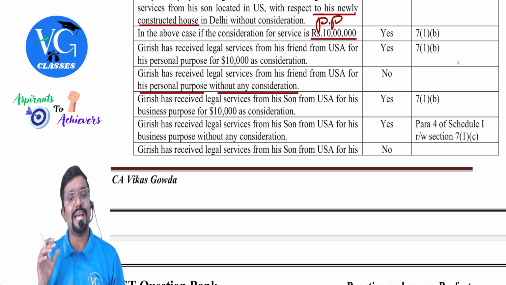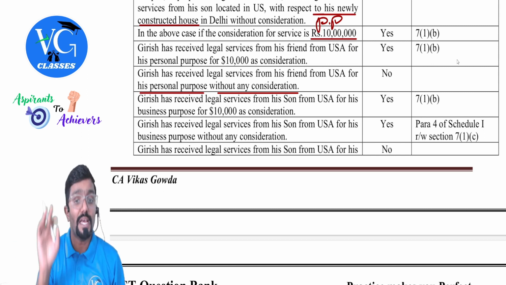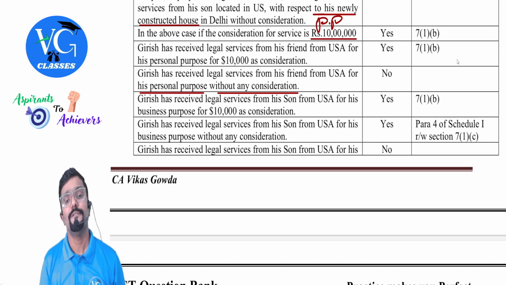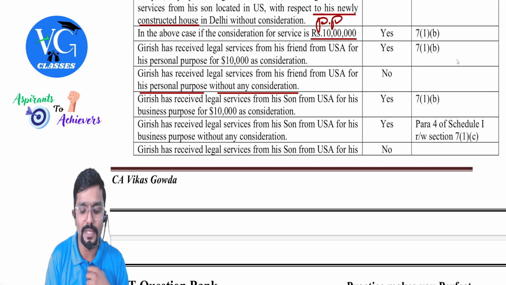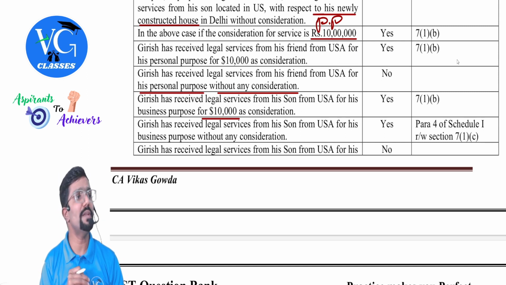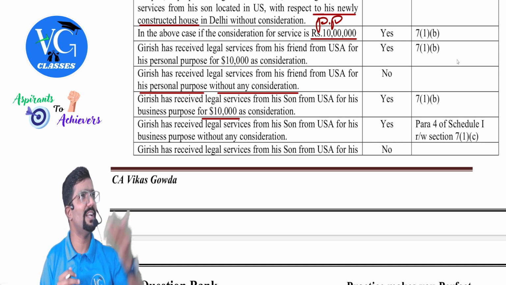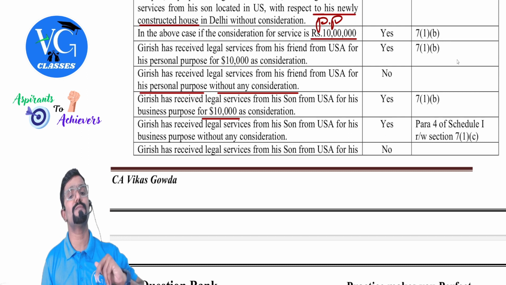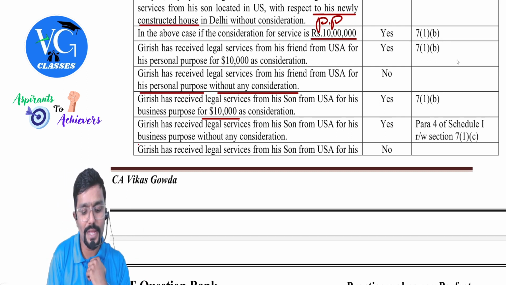Next one, Girish has received legal services from his son, related provided son is dependent on Girish, from USA for his business purpose for 10,000. This is there, means straight away supply. It is as per 7(1)(b). If there is consideration and import of service, don't see other things, guys. Supply.